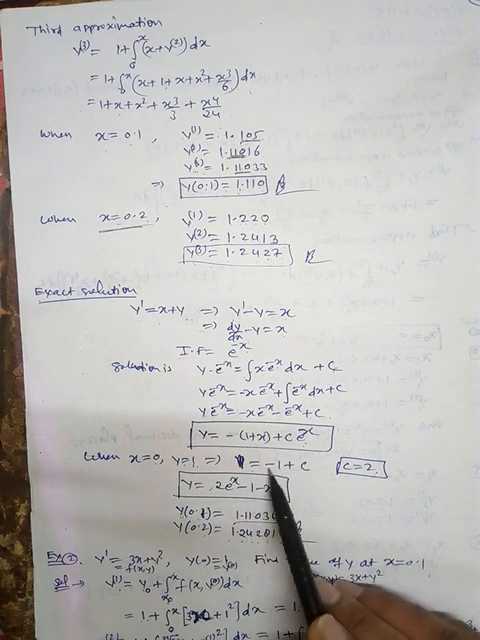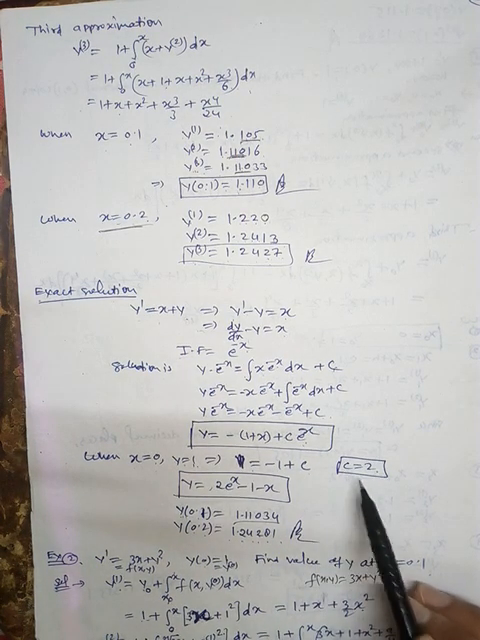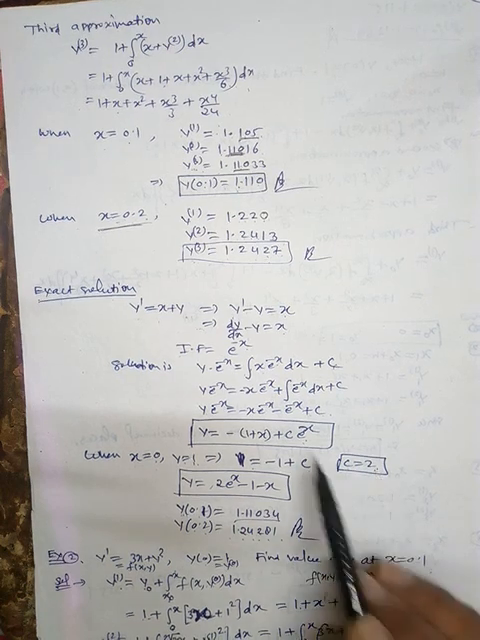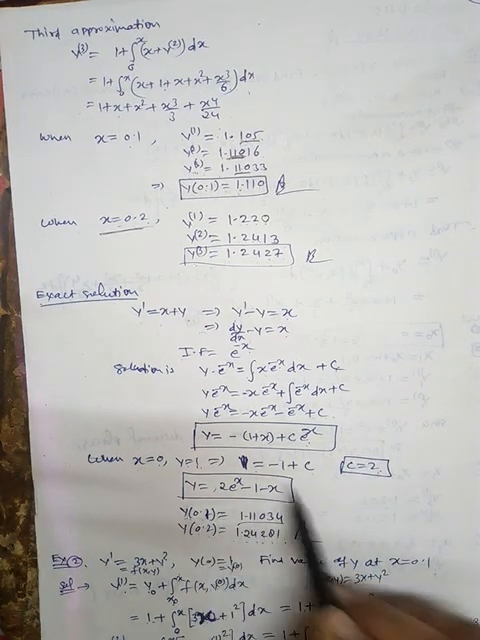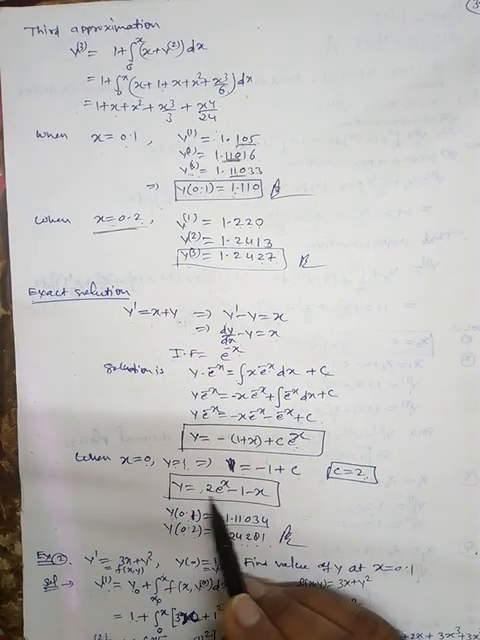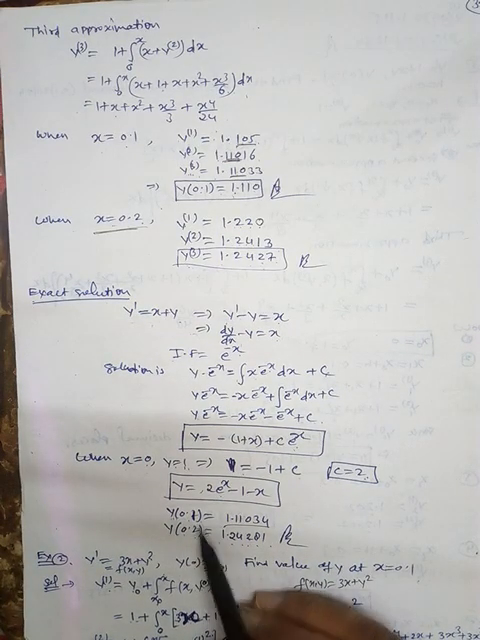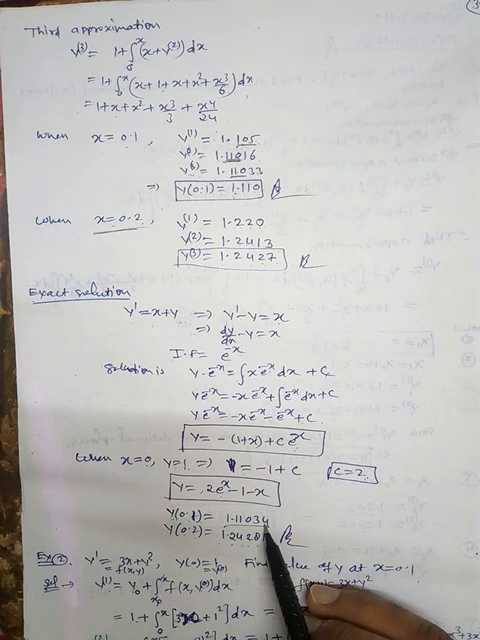So we get 1 is equal to minus 1 plus c. This will give you c is equal to 2. So put it here. So y is equal to 2 e raised to the power x minus 1 minus x. This is the exact solution. Now put x equal to 0.1 here. So y at 0.1 is 1.11034.